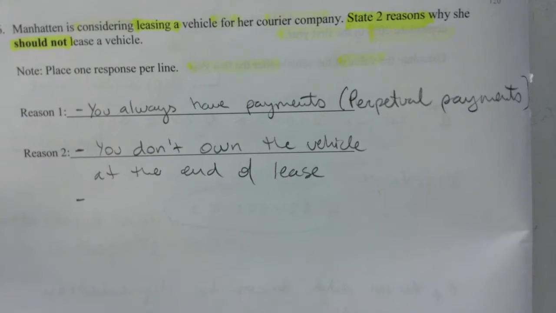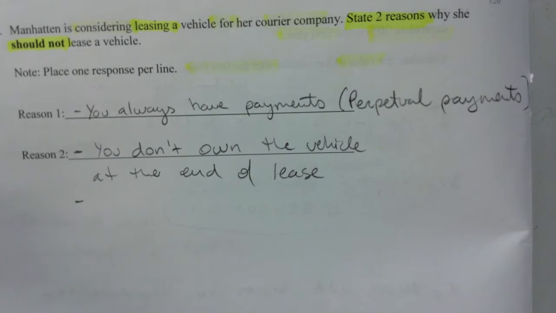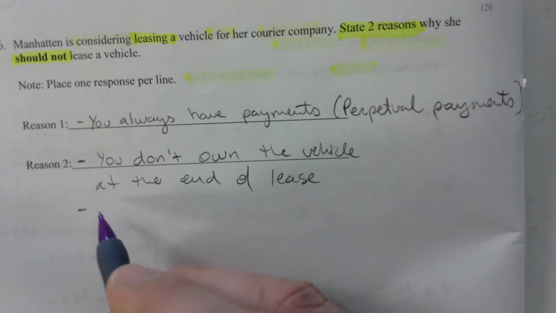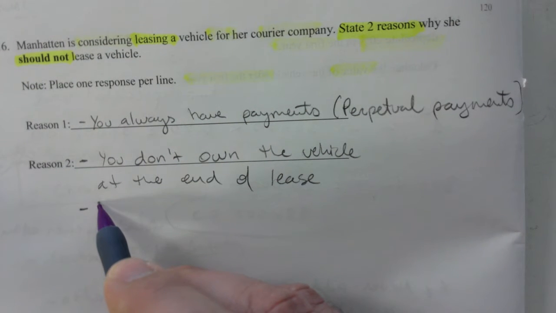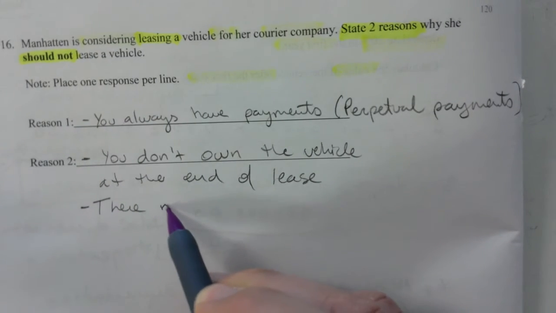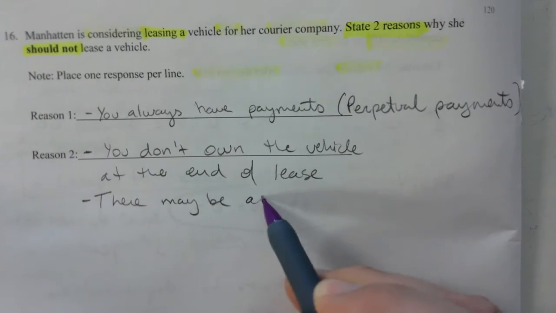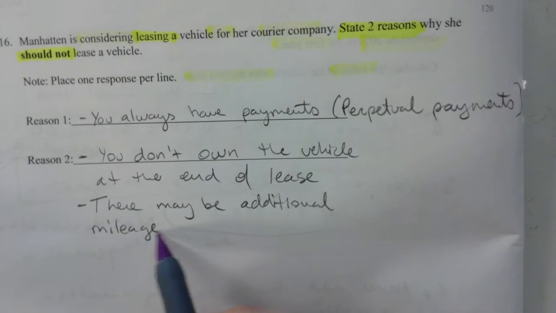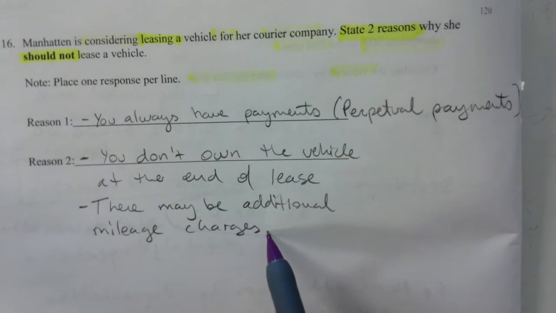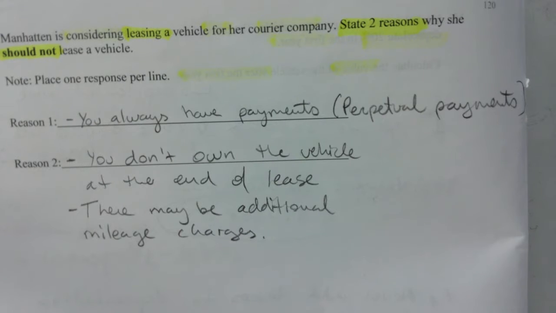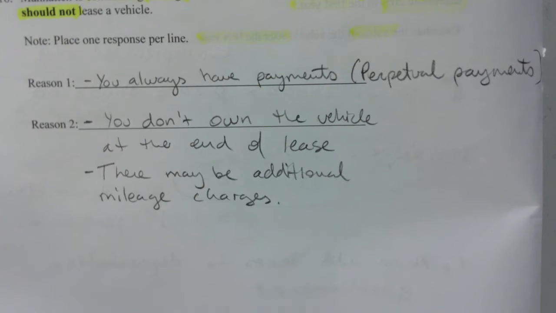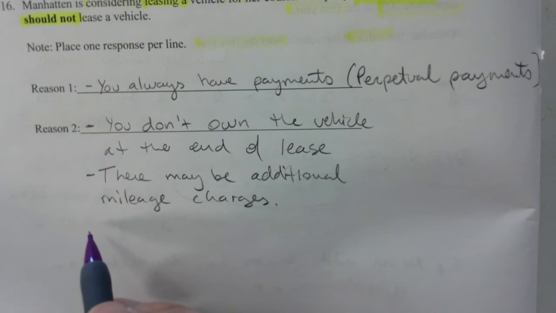And again, these are things you should add to your study sheet. Oh yeah, this is a big one here. There may be additional mileage charges. Remember, if you go over the maximum allowed kilometers that they give you, you're gonna have to pay. And especially if you're a courier service, you're putting in a lot of miles, right?